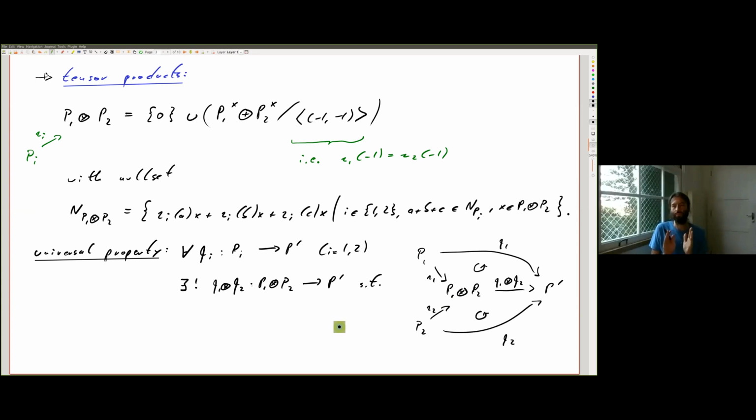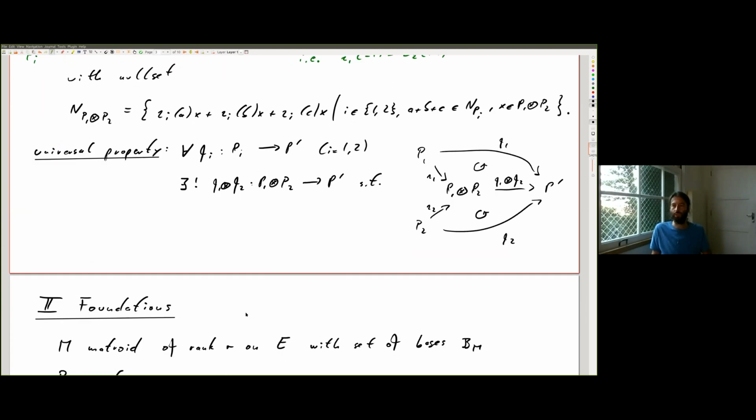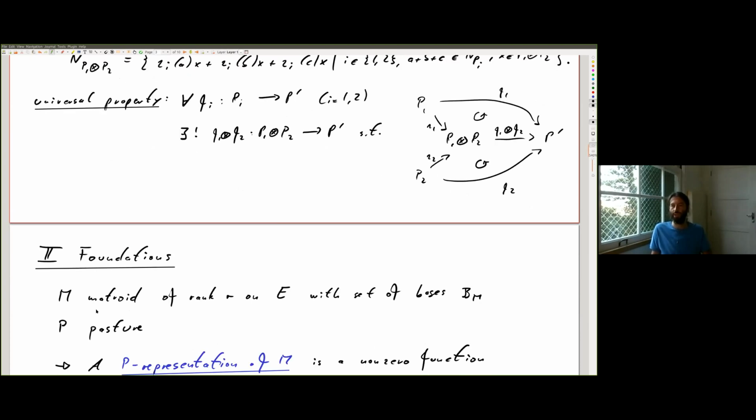Okay, so this was the first part on pastures, and now we are equipped with all the knowledge that we need to apply to matroid theory. So now I want to explain to you what the foundation of a matroid is. We fix a matroid M of rank r on a finite ground set E, and I will denote the set of bases by B_M. This notation is fixed for the rest of the talk, and I might not recall it at every point. So consider it as fixed.